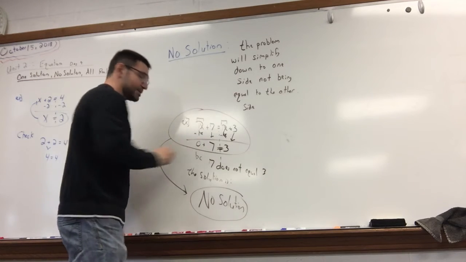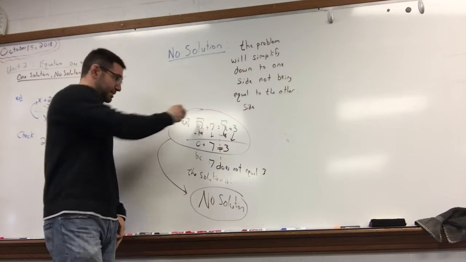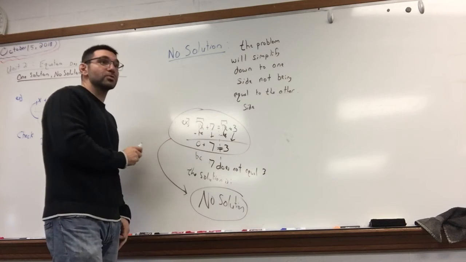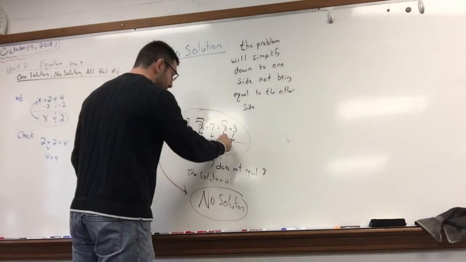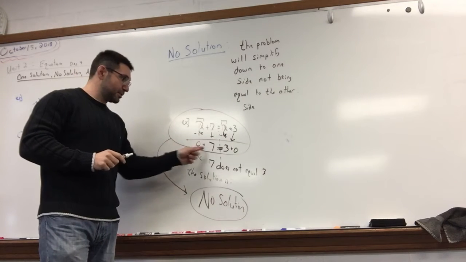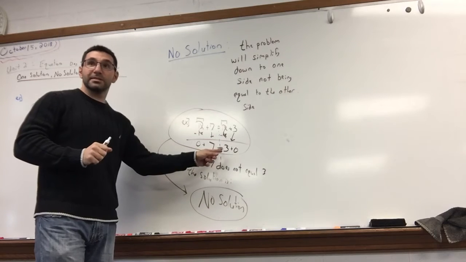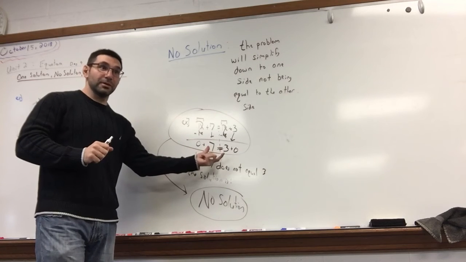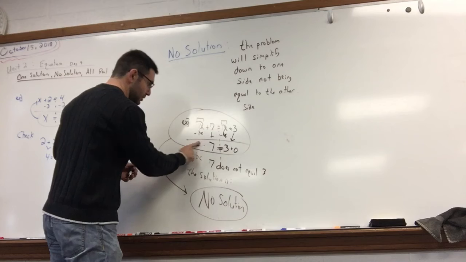Could I write 0 plus 7? No. Yeah, because this is 0. We know that. 0 plus 7 is what? 7. 1x minus 1x. Could I still say 3 plus 0? Yeah. Because 0 plus 7 is still 7. 0 plus 3 is still 3. Does 7 equal 3? No.